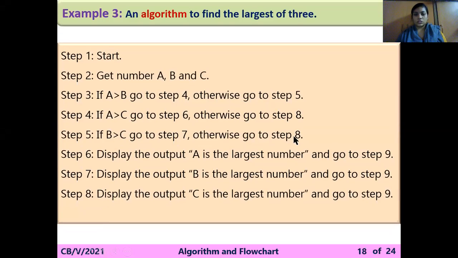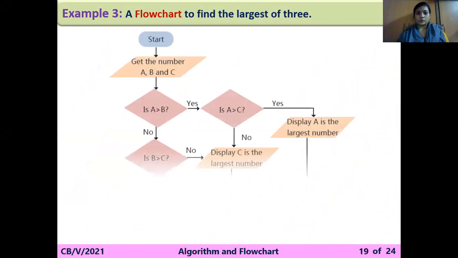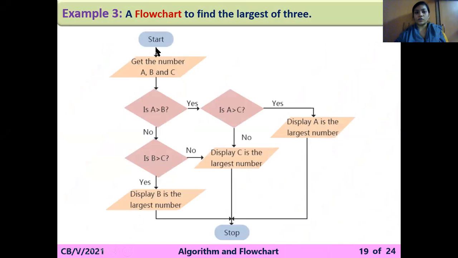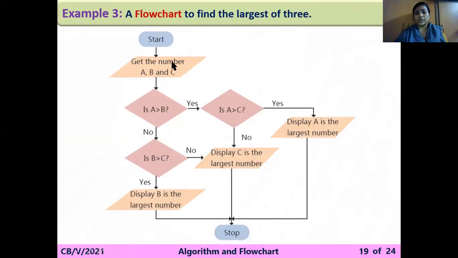Okay, so this is the algorithm. Now we are checking the flow chart. So first of all, the start symbol, then get the numbers A, B and C.